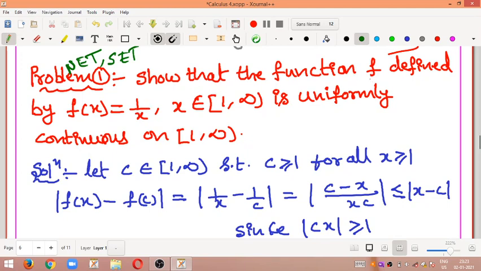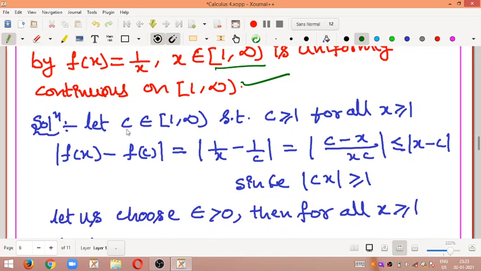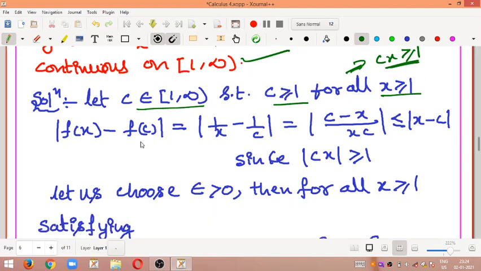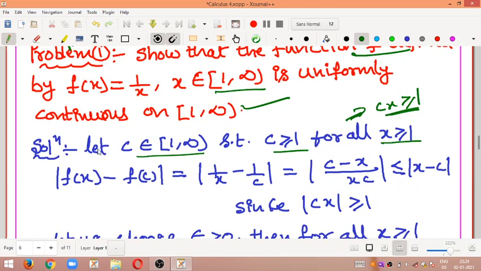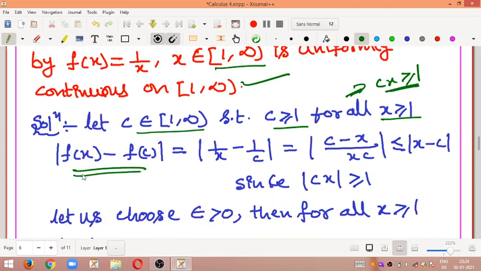Show that the function f of x equal to 1 by x, x belonging to the interval (1, infinity), is uniformly continuous on this interval. First of all, based on this definition, let c belong to the given interval such that c is greater than or equal to 1, for all x greater than or equal to 1. That implies c times x is also greater than or equal to 1. We will use this condition. Next, we want to check the definition. What do we want to check? We want to check what will happen to this value.